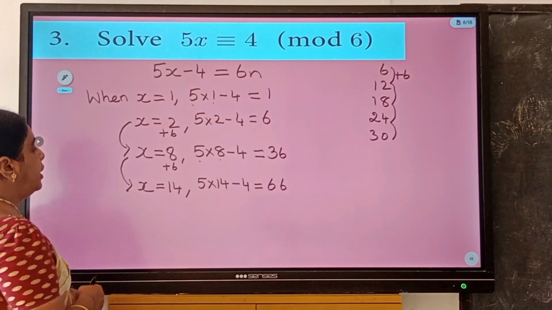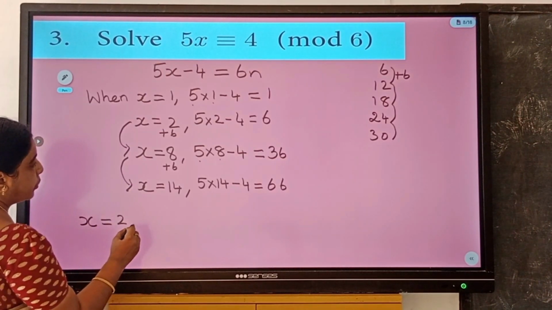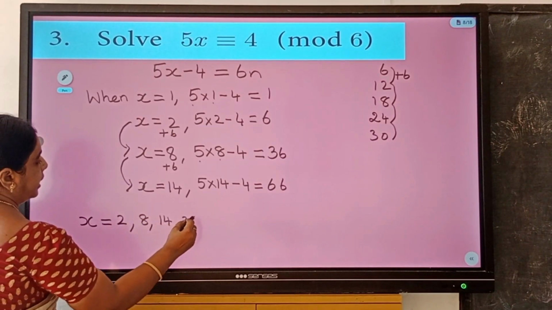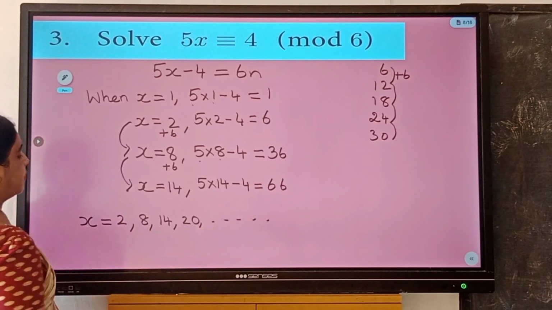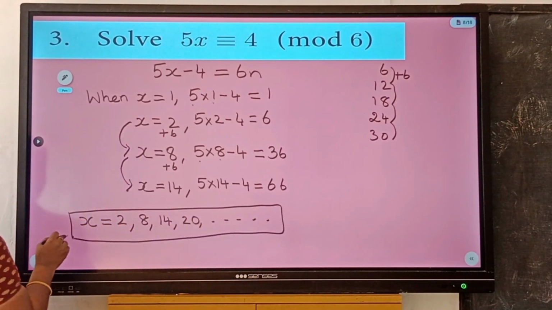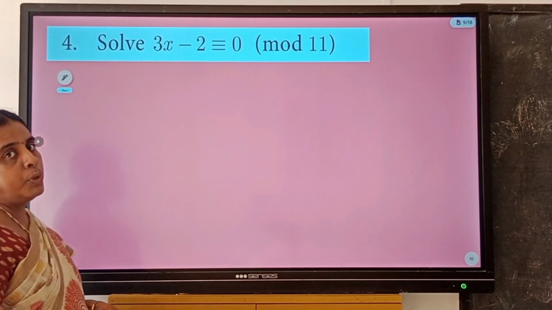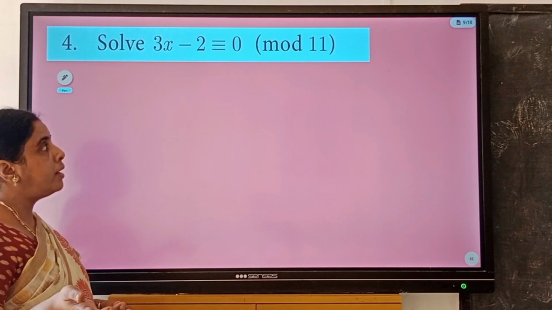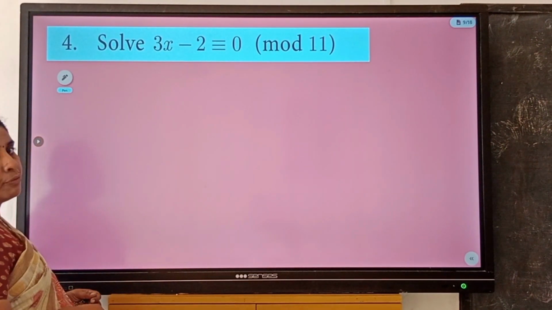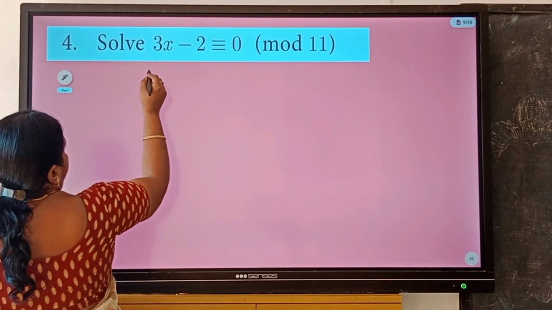When the x values also we can find that x values start from 2, 8, 14, 20 and it goes on. So these are the possible values of x. The fourth sum is 3x minus 2 is congruent to 0 mod 11. So we have to find for what values of x do we have this remainder 0. So already we have 0 there.